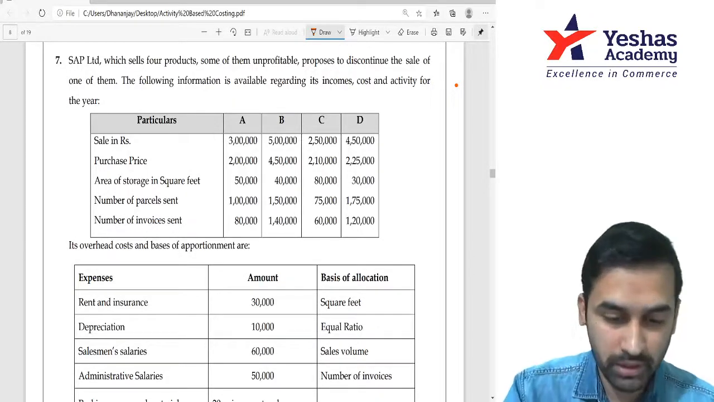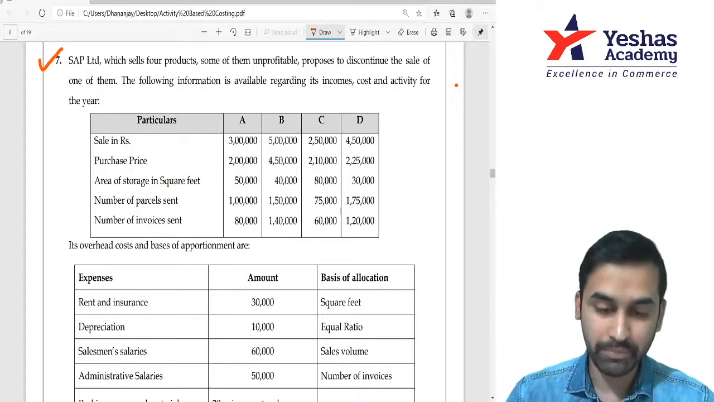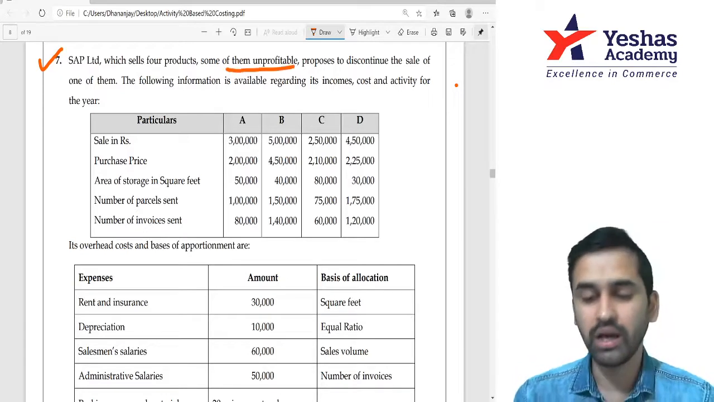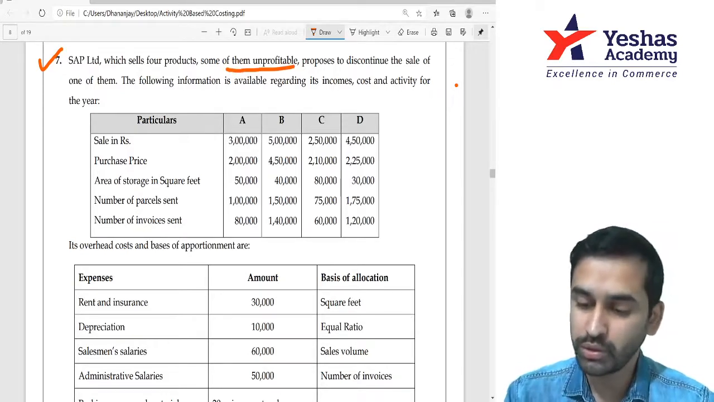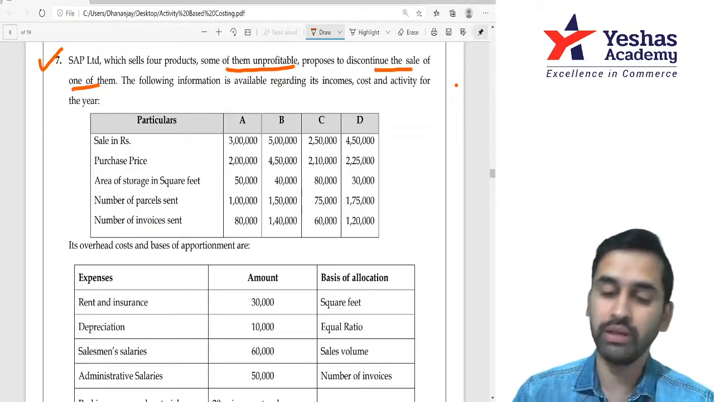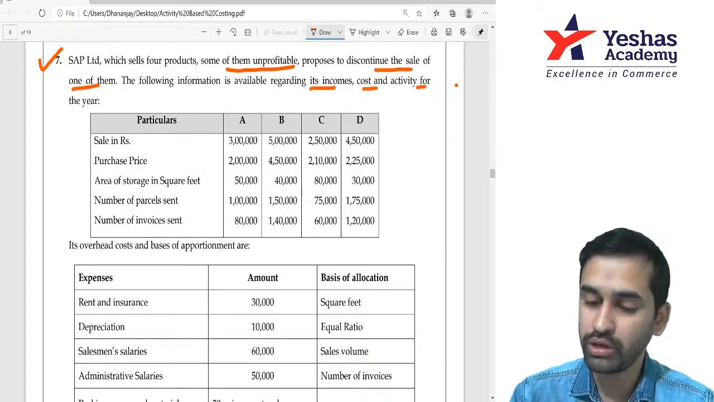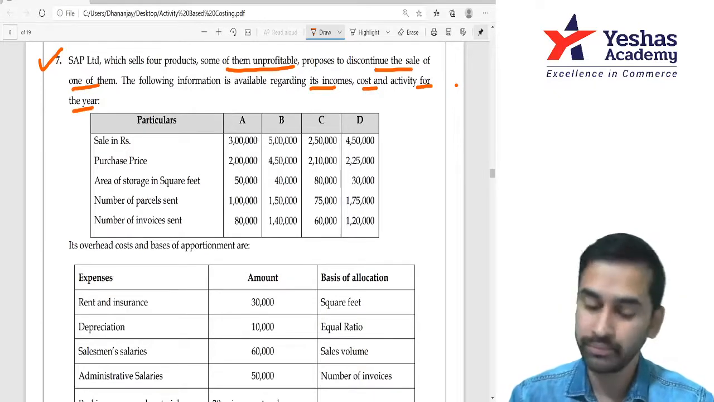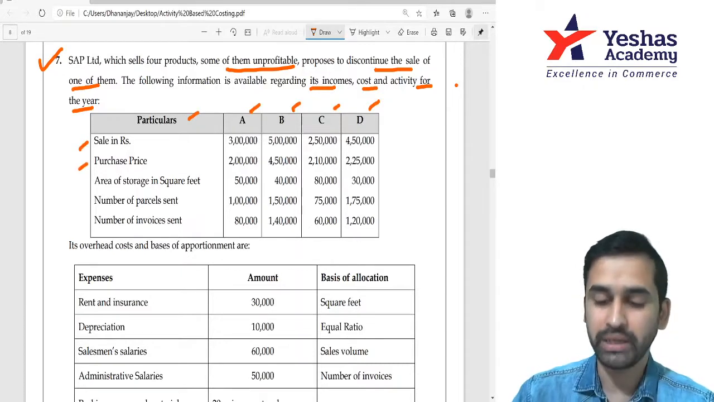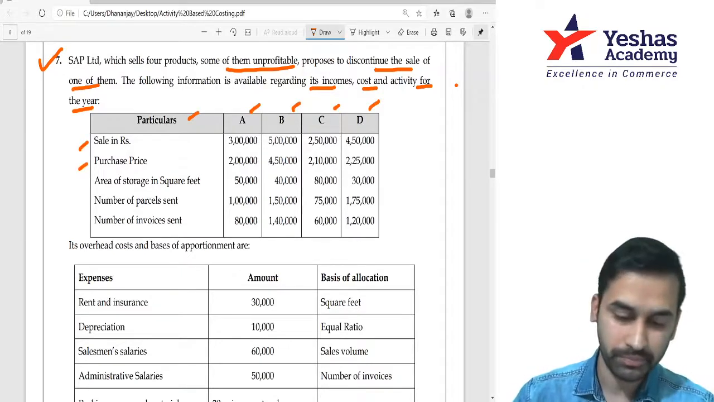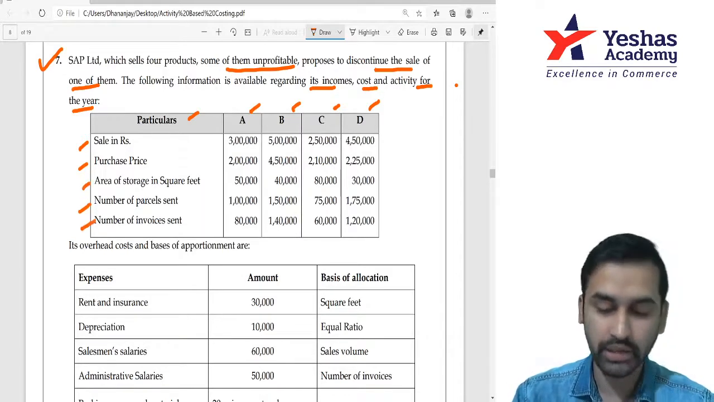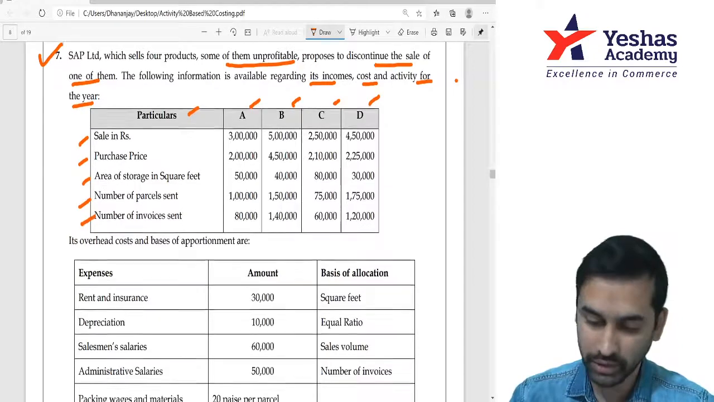Okay, question number 7. SAP Limited, which sells 4 products, some of them unprofitable, proposes to discontinue the sale of one of them. The following information is available regarding income, cost, and activity for the year. Particulars A, B, C, D. 4 products, sales given, purchase price, basically direct cost, area of storage, number of parcels sent, number of invoices sent. Details are given to you.